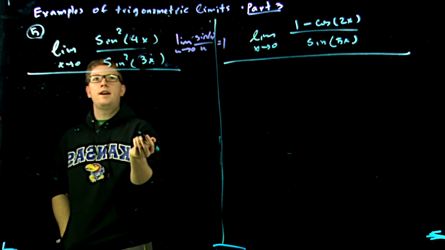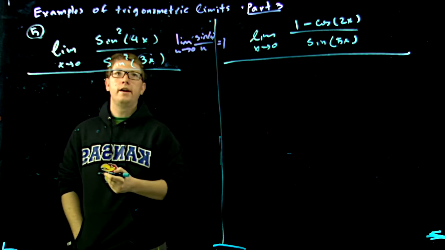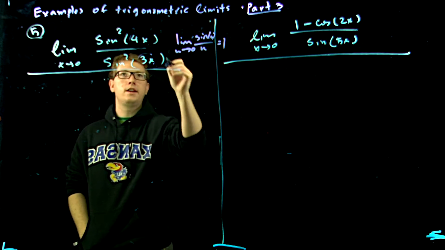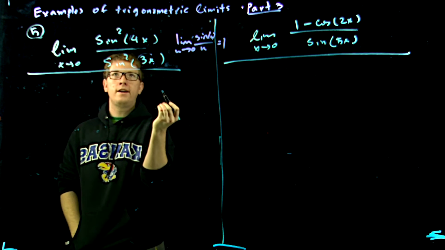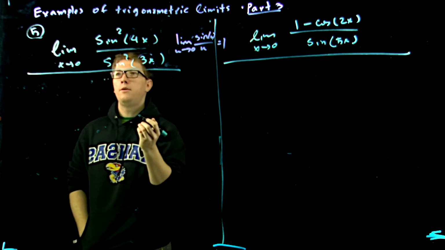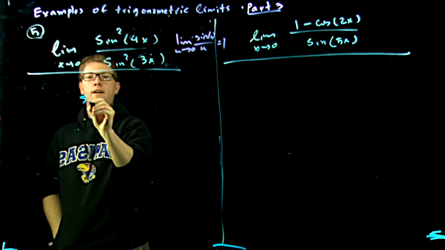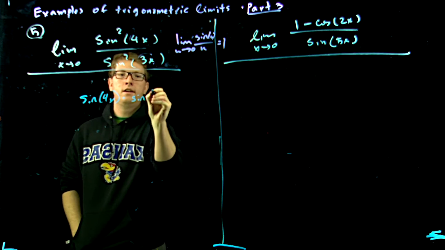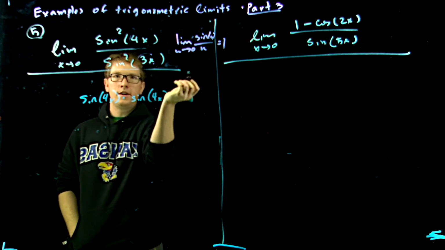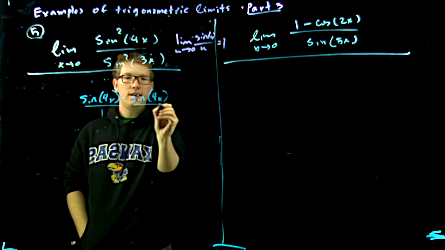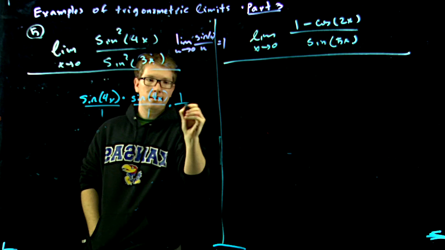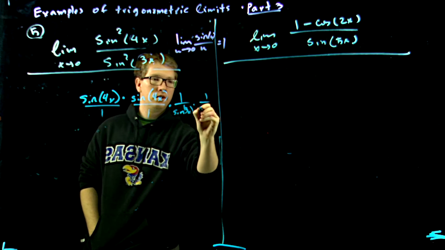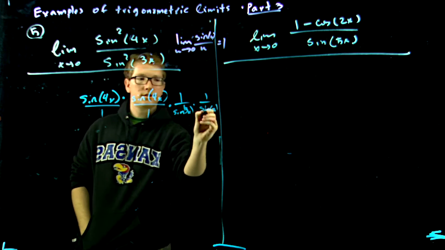Now, in this case, I have two terms. Both are squared, but both involve sines. So I want to do some sort of manipulations on them to get it here. One thing that I'm pulling out is that since the sines are squares, we can think of it as something like a sine of 4x times a sine of 4x. And we can do the very same thing for the bottom, but in this case, we'll expand this so that it looks something like this: sine of 3x times 1 over sine of 3x.